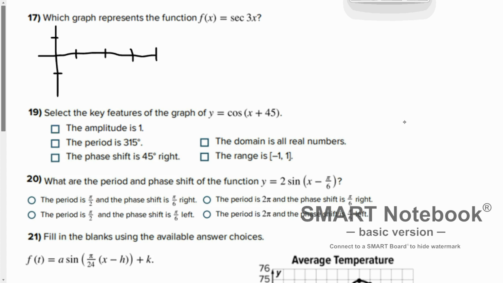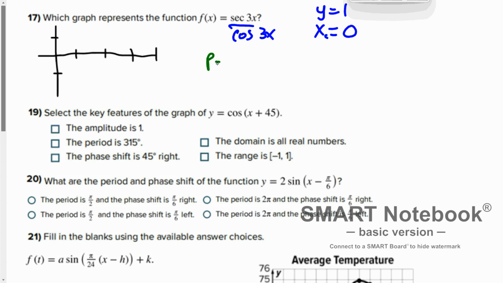Okay, number 17 for chapter 9 review. We're asked to graph secant. Secant is just like graphing cosine. So for cosine, our first x starts at 0, and our first y starts at 1. So really I'm just graphing these points, and then we'll deal with secant later after we graph cosine.